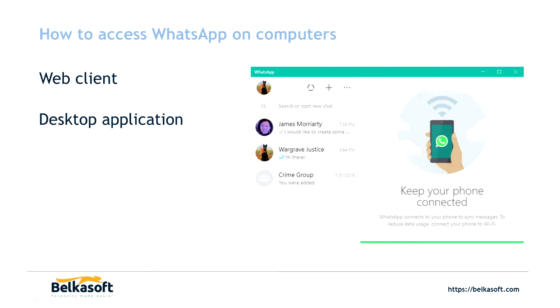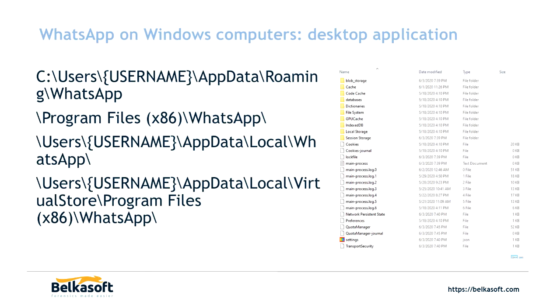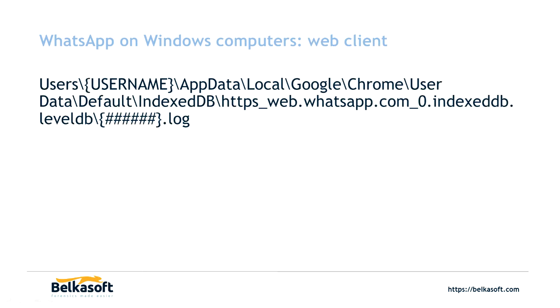In case a mobile device gets disconnected from a network, both web client and desktop application will become inactive. Please note that to search for and analyze artifacts from a Mac, you will need a digital forensic tool that supports APFS system, and our Belkasoft Evidence Center supports it. You can find the WhatsApp desktop application files along the path I present on the screen. And the path which will help you to find the WhatsApp web client files is on this slide.